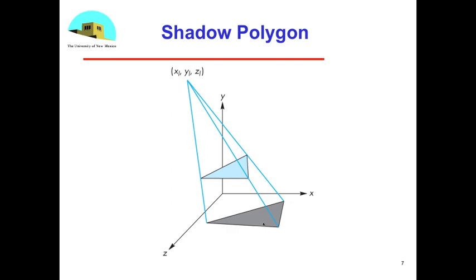Now, notice I would have to do this kind of calculation for every polygon, and I'd have to do it for every light source, because if I had another light source over here, I would cast a shadow polygon over here. But this is eminently doable, so let's look at the process.